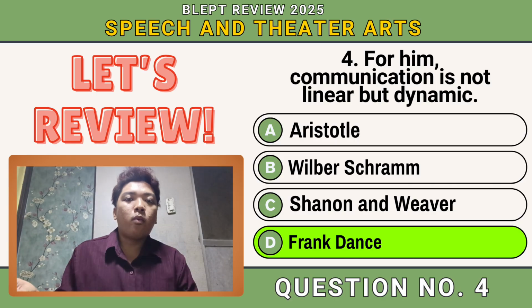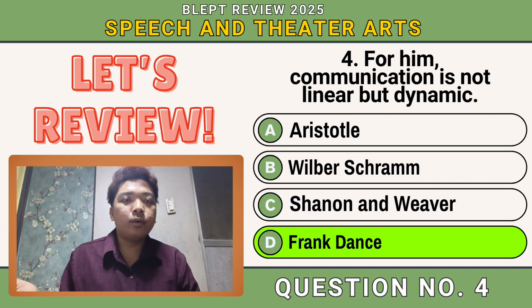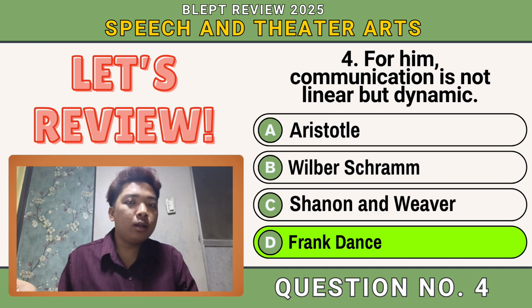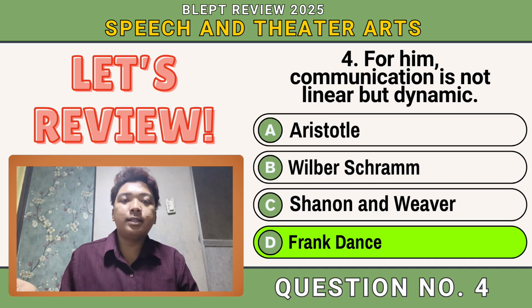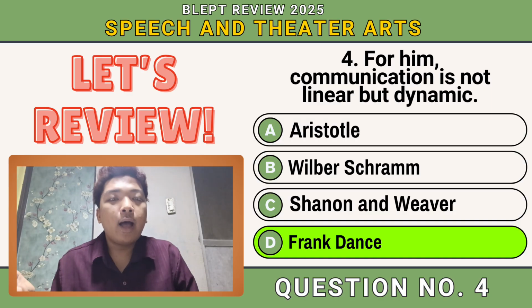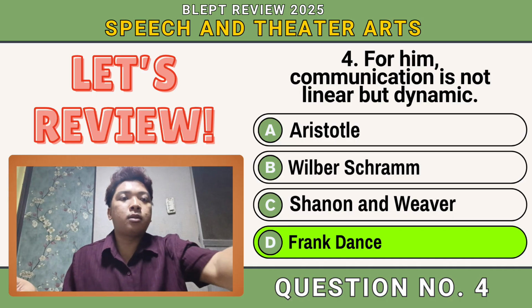and audience. While letter B, Wilbur Schramm, is the one who proposed the Schramm model of communication that also portrays communication as more of a circular process with feedback. Lastly is Shannon and Weaver. The proponents of the Shannon and Weaver model of communication were primarily concerned with the transmission of information and the concept of noise.